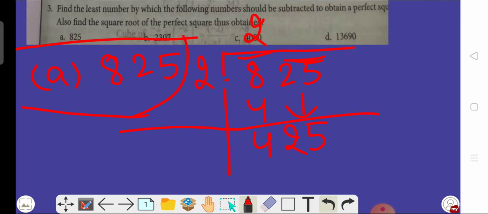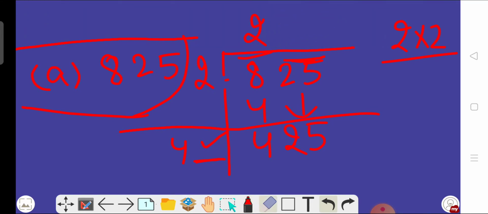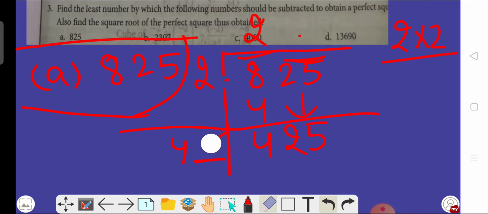To find the next divisor, firstly we have to multiply the quotient by 2. So the quotient is 2. After multiplying by 2, this will become 4. Now we have to find the unit place digit of the new divisor in such a way that the quotient is the same in this, and this quotient must be the same, or we can say that the unit place digit is equal to the quotient. Okay.